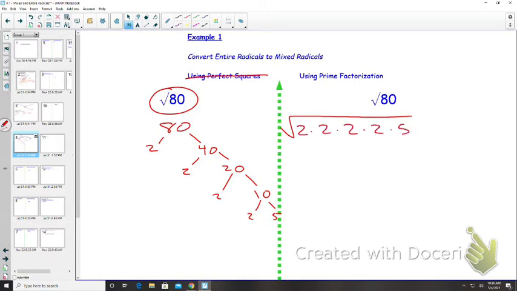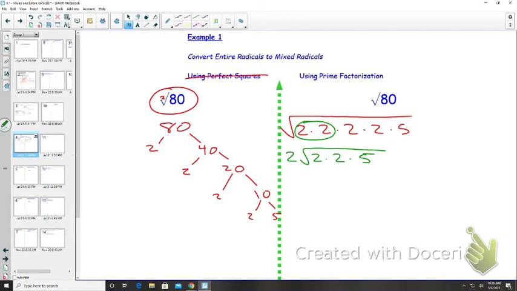and a 5. We are taking the square root here. If it doesn't indicate the index, you assume it's a square root. So for square root, we're looking for numbers that we multiply twice. So if I see 2 2's, then I'm going to take those outside of the square root. So then I'll have 2 square root, 2 times 2 times 5.